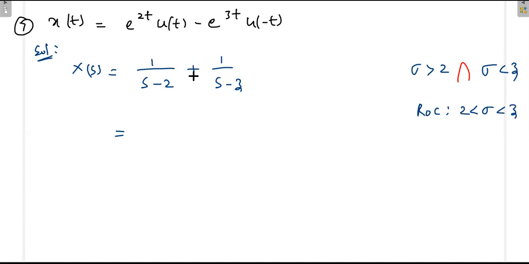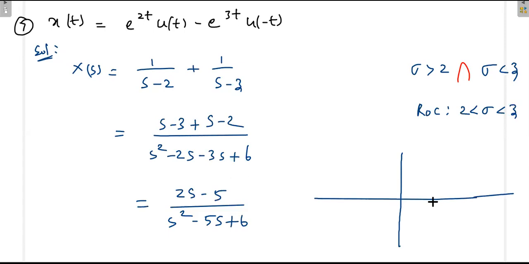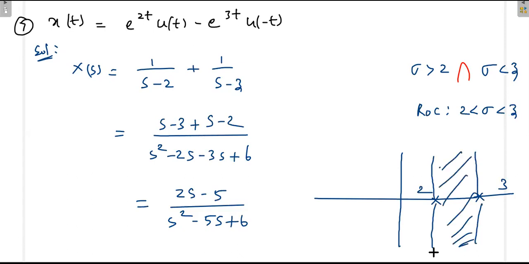And if you simplify this, s plus 3, s minus 2, s square minus 2s minus 3s plus 6. Okay, 2s minus 5, s square minus 5s plus 6. Then what is the ROC? This is 2, this is 3. ROC is in between 2 and 3. In between 2 and 3.